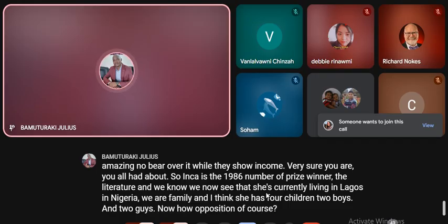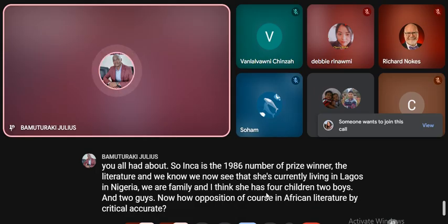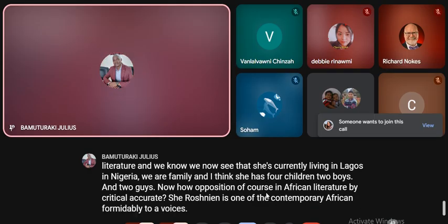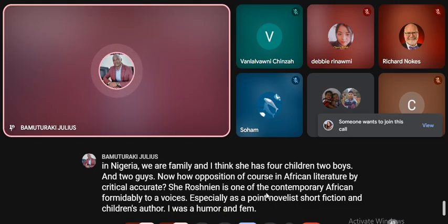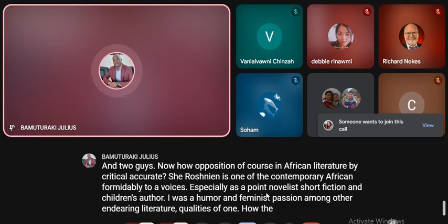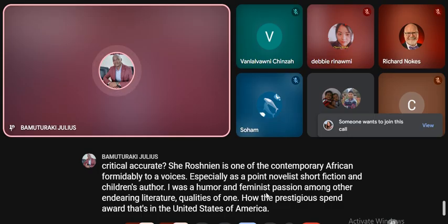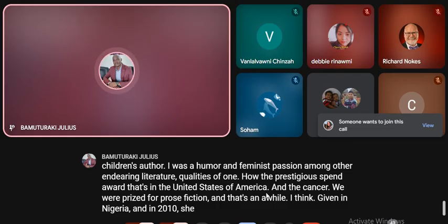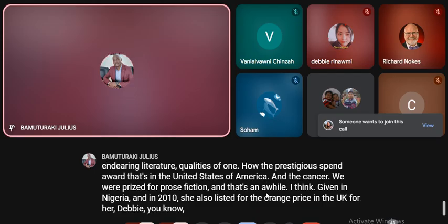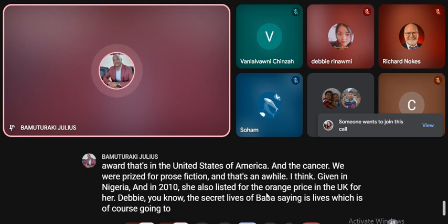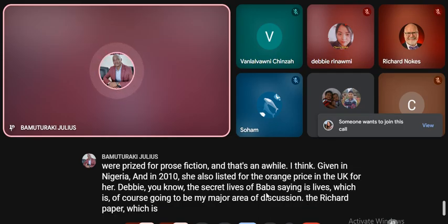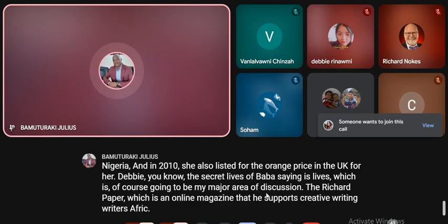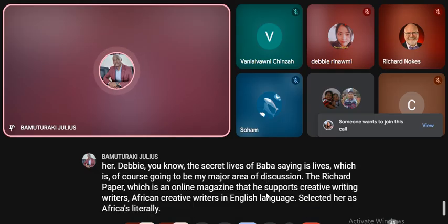Now, her position in African literature by critical acclaim: Lola Shoneyin is one of the formidable contemporary African literary voices, especially as a poet, novelist, short fiction writer, and children's author, whose humor and feminist passion, among other endearing literary qualities, have won her the prestigious PEN Award in the United States and the Ken Saro-Wiwa Prize for Prose Fiction, given in Nigeria. In 2010, she was shortlisted for the Orange Prize in the UK for her debut novel, The Secret Lives of Baba Segi's Wives, which is my major area of discussion. The Brittle Paper, an online magazine that supports African creative writers in English, selected her as Africa's Literary Person of the Year in 2017.